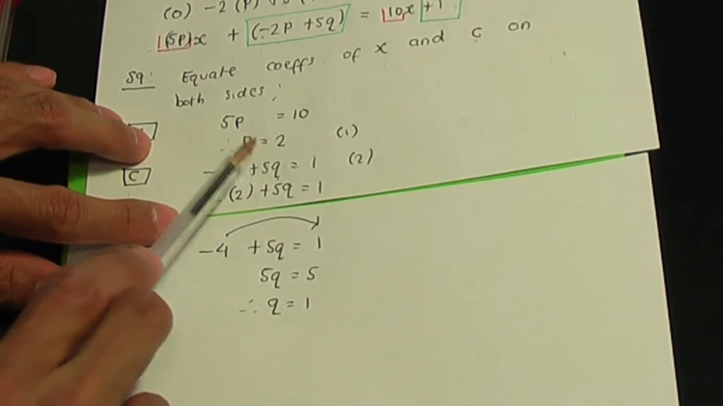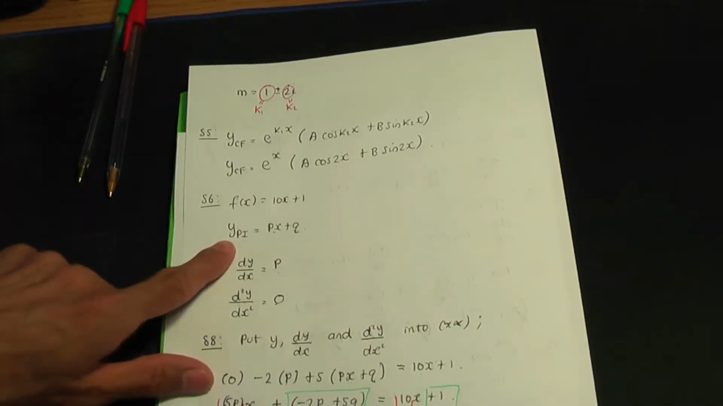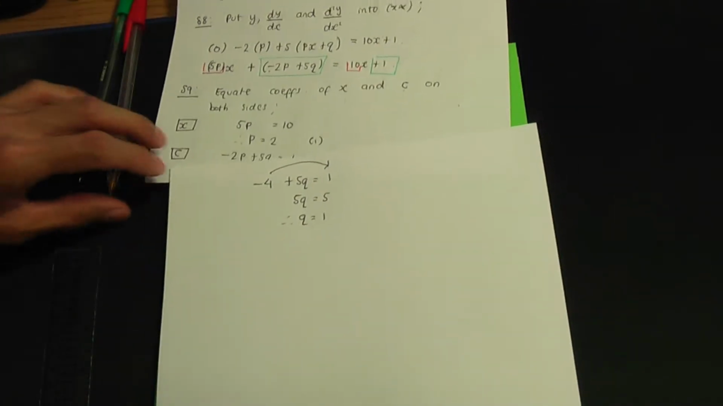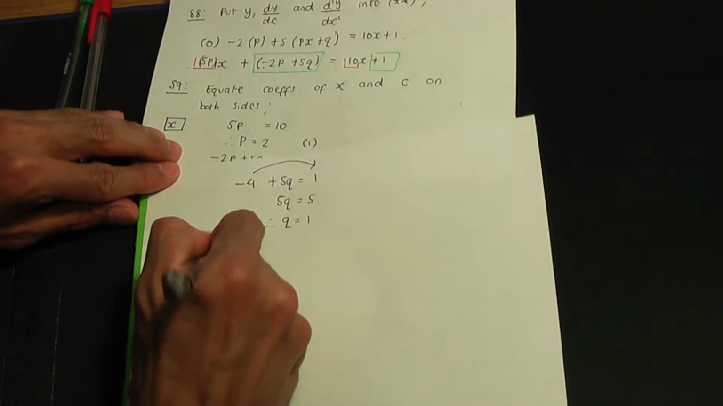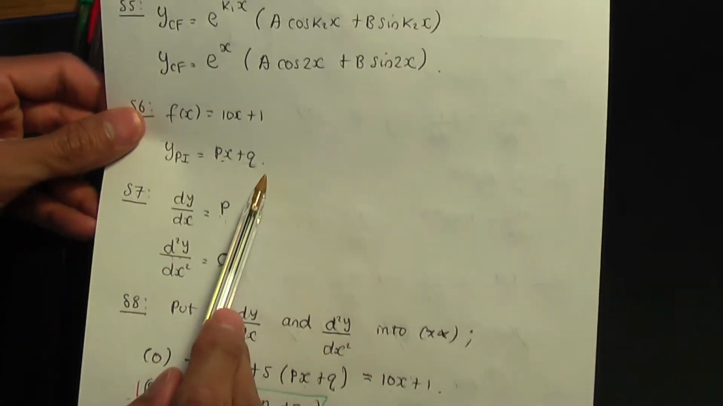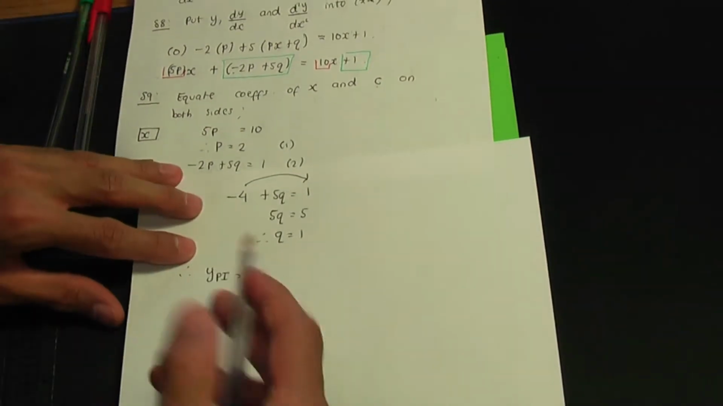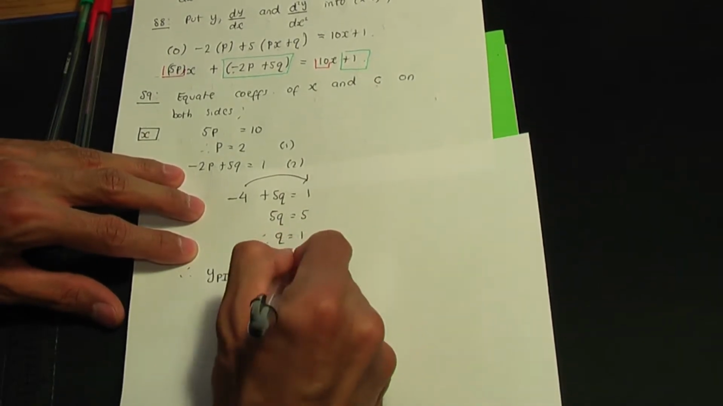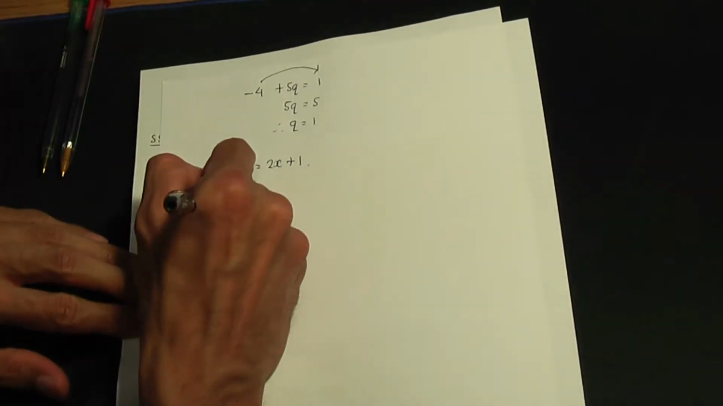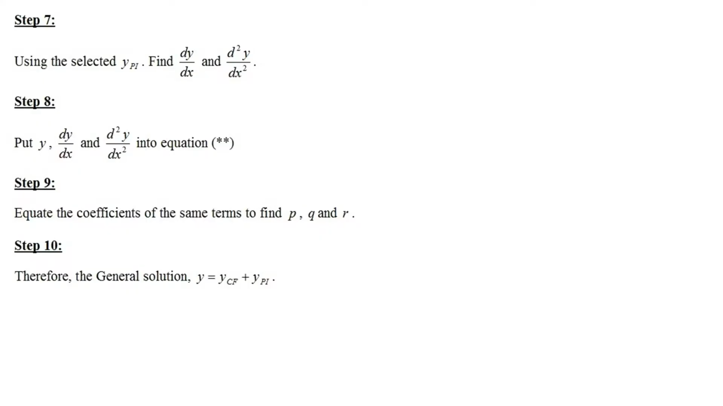So if I replace the p and q values into our particular integral ypi, this is what we're going to have for ypi. Okay, so therefore ypi, remember ypi is px plus q, so the p value is 2, so it's going to be 2x plus q, which is 1. Okay, so this takes us to the next step, step number 10. So let's go back to the screenshot. Remember, step number 10 is to work out the general solution, you add your complementary function to your particular integral.